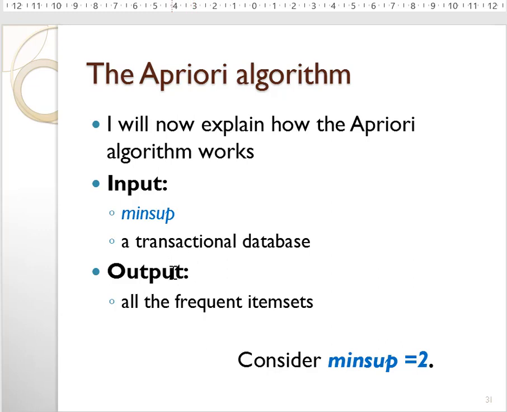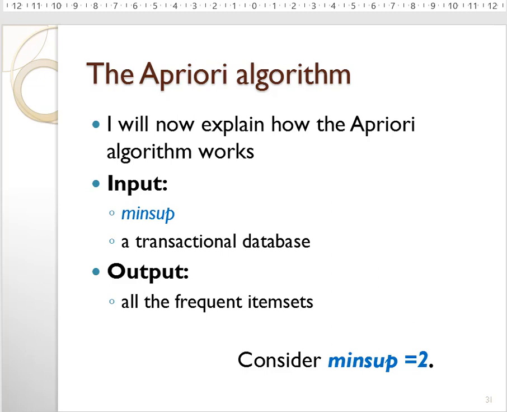And what is the output? The output is all the frequent item sets. That means all the item sets that appear at least a minimum number of times. So for example, if we set the minimum support to 2 for our database, I will show you how to find the frequent item sets with a priori.